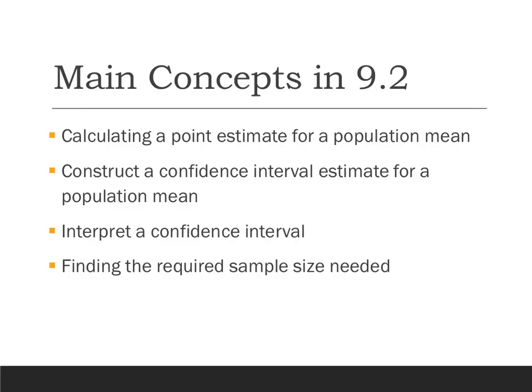All right, so these are the main concepts that we're going to cover based on section 9.2. Hopefully you saw these in the interactive assignment. We're going to talk about calculating a point estimate for a population mean. And in later parts, we're going to construct a confidence interval and interpret it, and then also see how we can use technology to find the required sample size needed to conduct our own study.